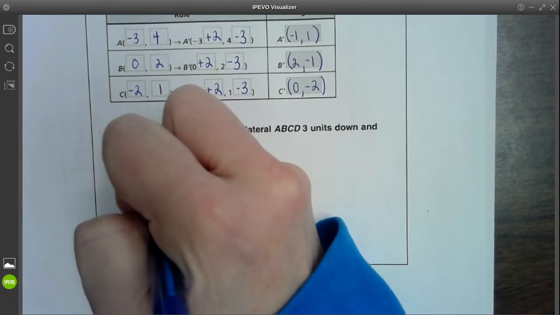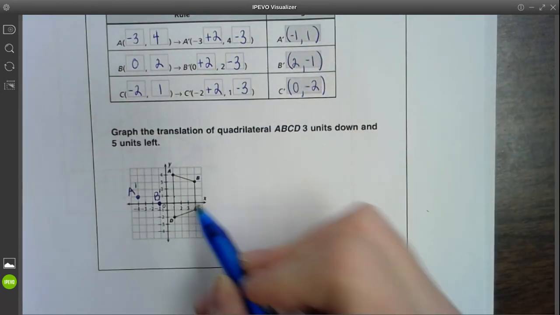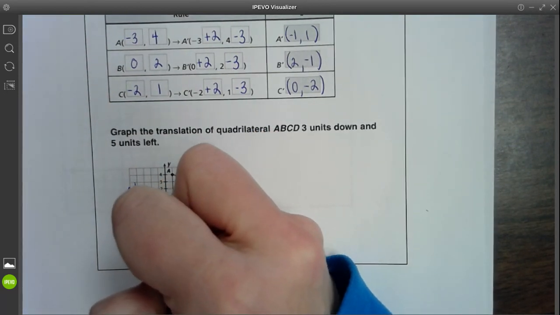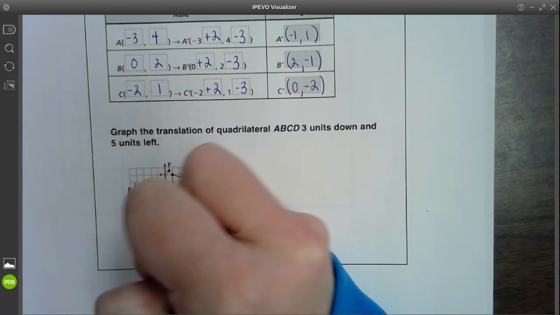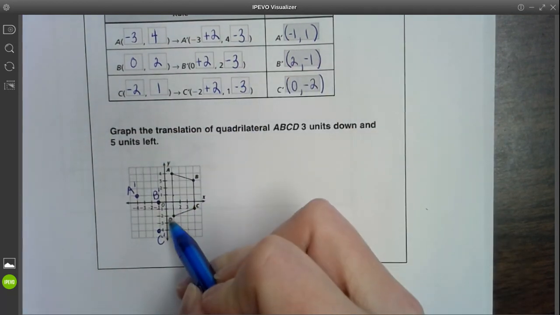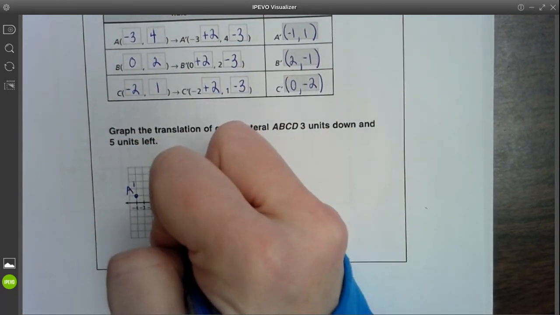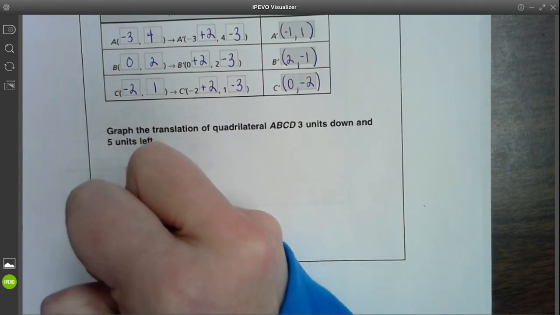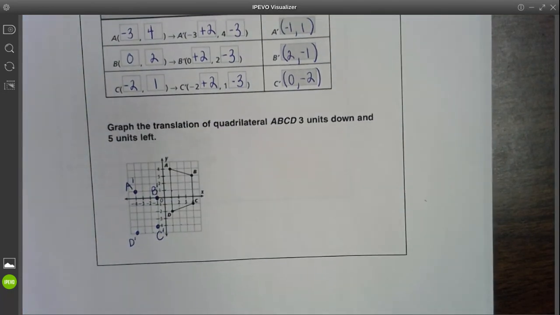And that's going to be my B prime. For C, again, 3 units down and then 5 to the left. And then D, follow the same procedure, 3 down and then 5 to the left. And that will be the location of my D prime.